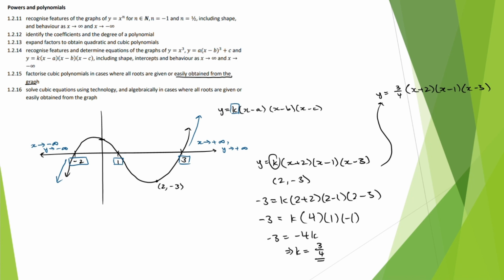We can also find the y-intercept of this equation by expanding that out, and I can show you a quicker trick. We just consider the constants here: 3/4 times 2 times -1 times -3 will give us the y-intercept, and in this case that is equal to 18/4, which is 4.5. So we know we have a y-intercept at (0, 4.5), and that's this point here.